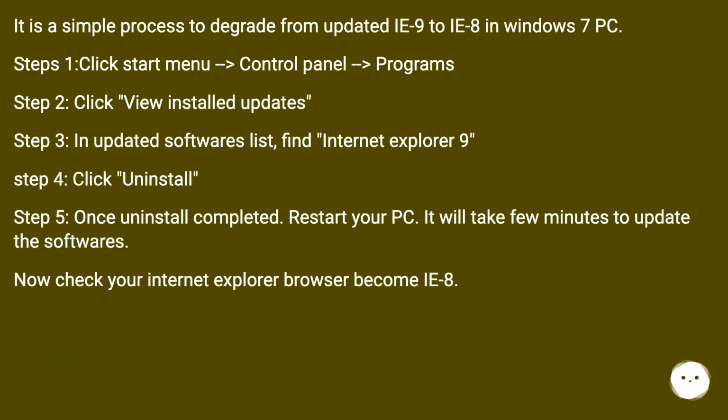It is a simple process to downgrade from updated IE 9 to IE 8 on a Windows 7 PC. Step 1. Click Start menu, Control Panel, Programs. Step 2. Click View Installed Updates. Step 3. In the Updated Software list, find Internet Explorer 9. Step 4. Click Uninstall. Step 5. Once uninstall is completed, restart your PC. It will take a few minutes to update the software. Now check that your Internet Explorer browser has become IE8.